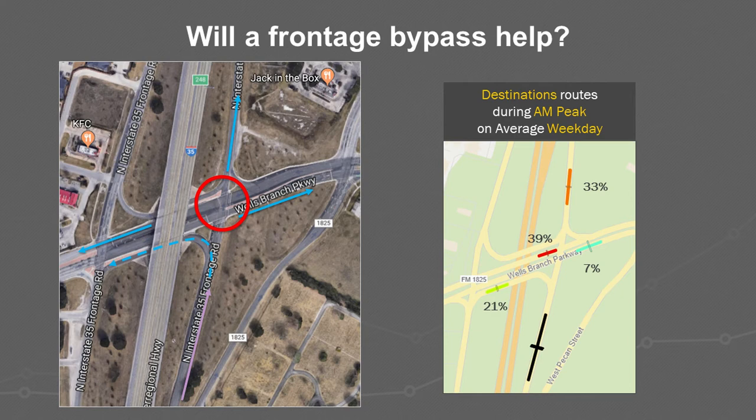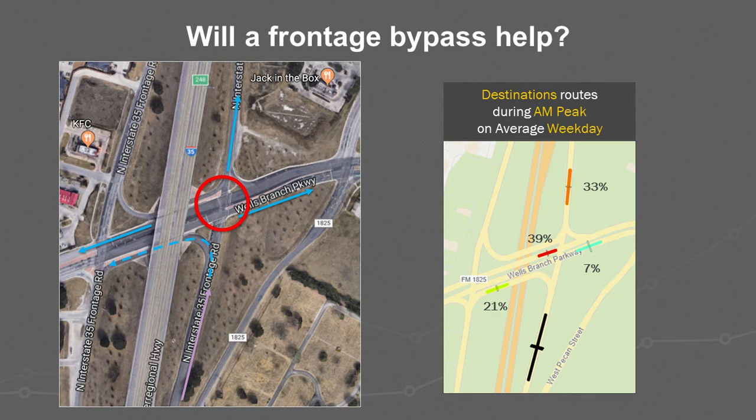So to answer the question about are a lot of people that are coming into this intersection trying to continue north on the frontage road, I use something a little bit different than our OD scanner. So rather than scan all of the zip codes or census block groups, I actually just focused in on this intersection on its own and used StreetLight InSight origin destination metrics to understand how people move through the intersection. And here's what I found.